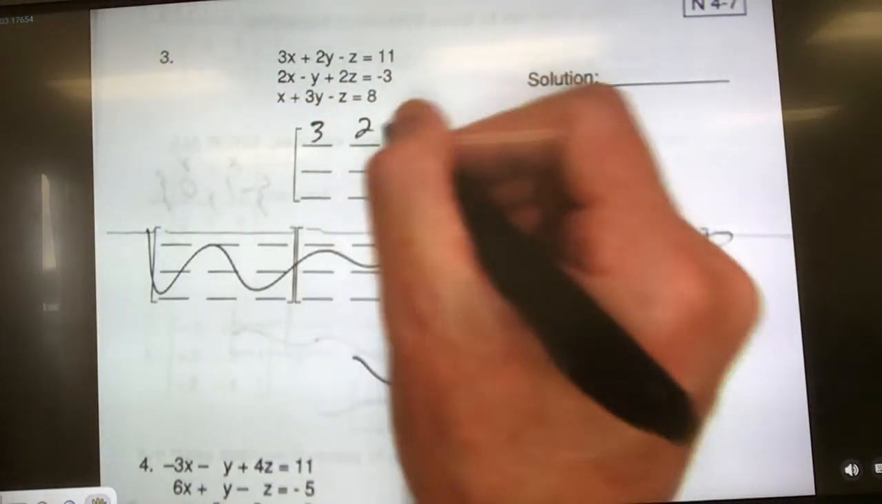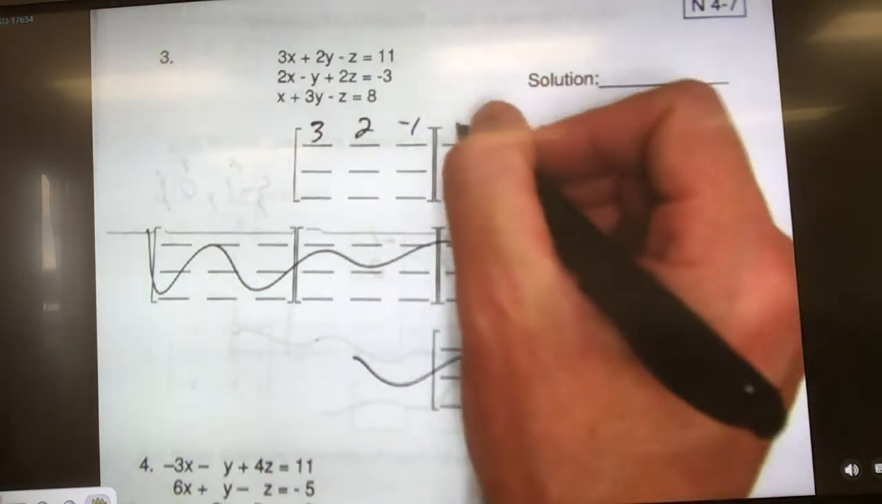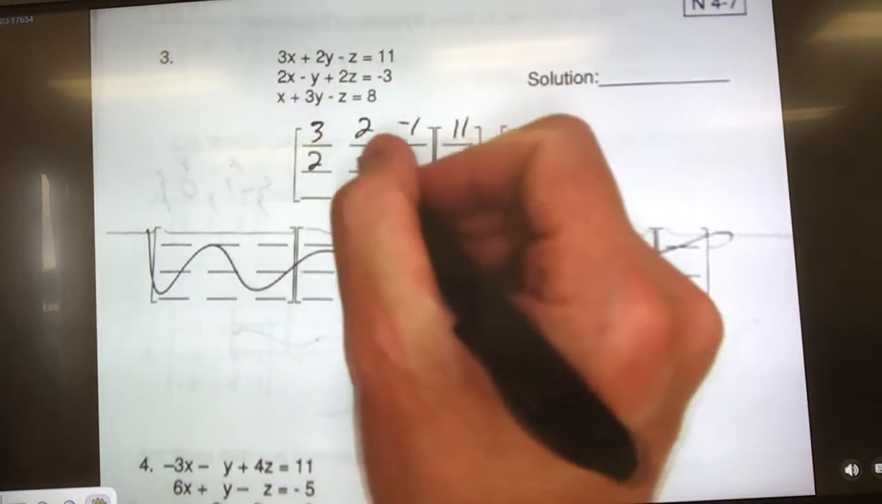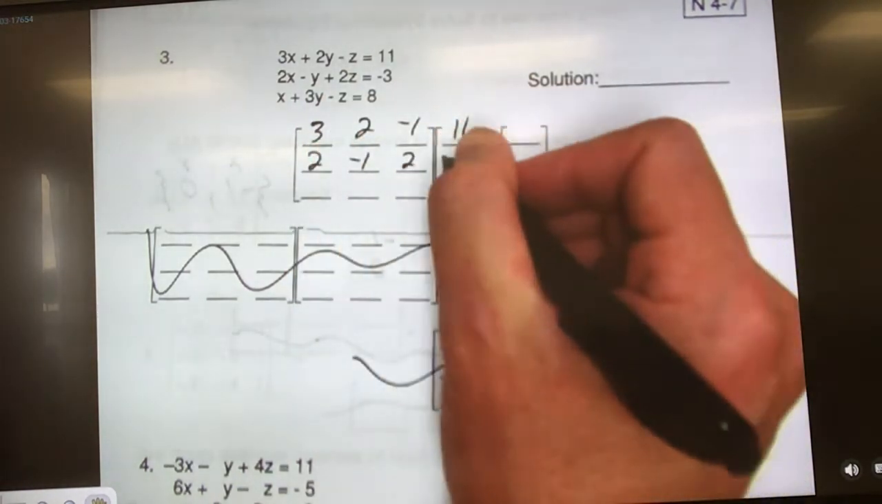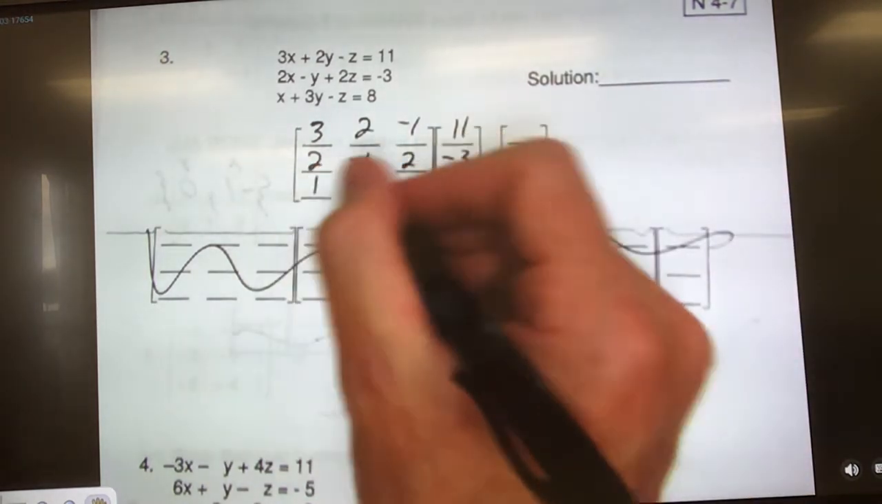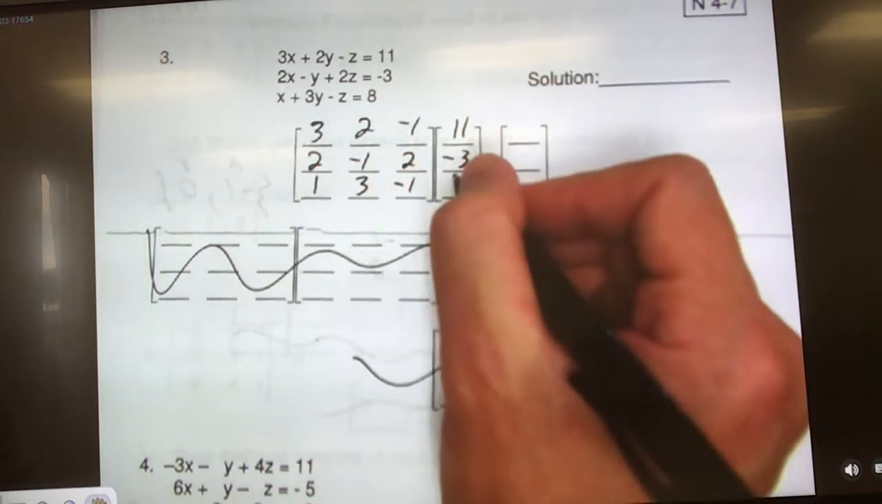3, 2, -1, and 11. 2, -1, 2, and -3. 1, 3, -1, and 8.